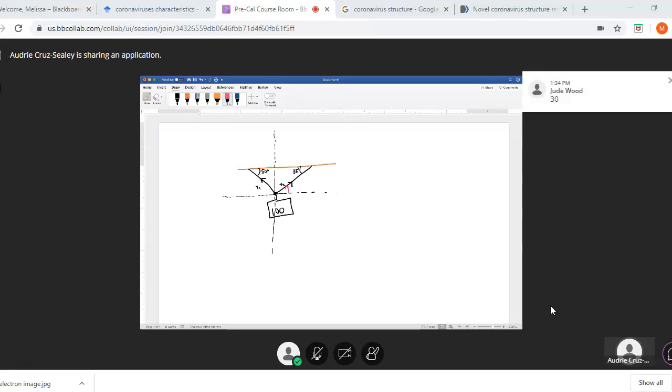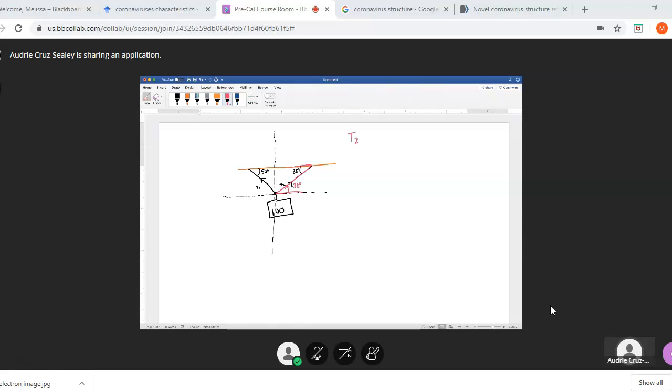Anybody remember alternate interior angles from geometry? Yes, thank you, Jude. It is 30. If this is 30, remember the Z thing? Whenever you see a Z, the angle of elevation is equal to the angle of depression. So if that's 30 degrees, then this is also 30 degrees. So T2's angle, and I'm just going to make some little notes here, is 30 degrees.